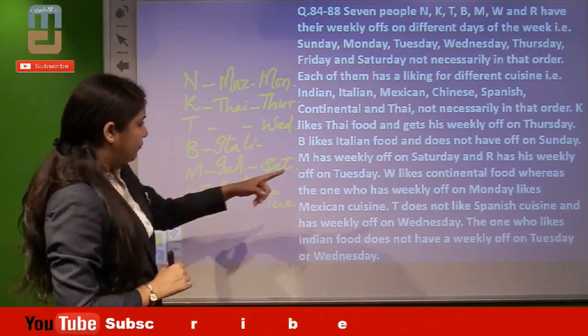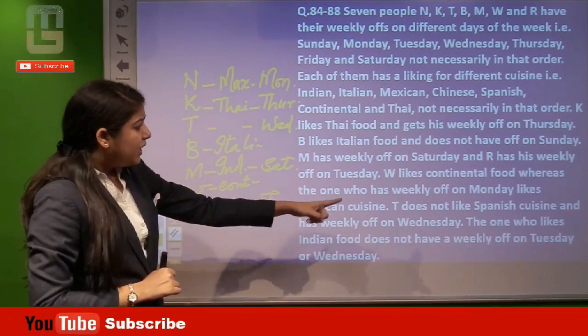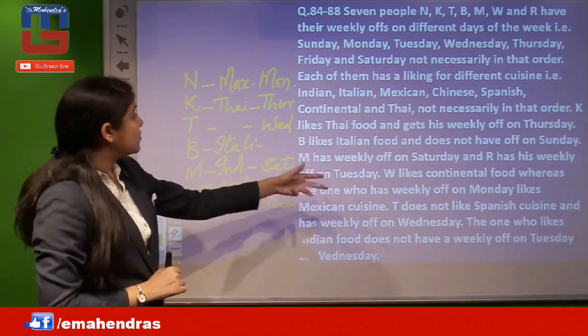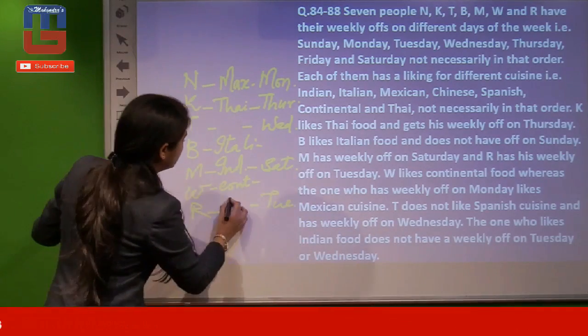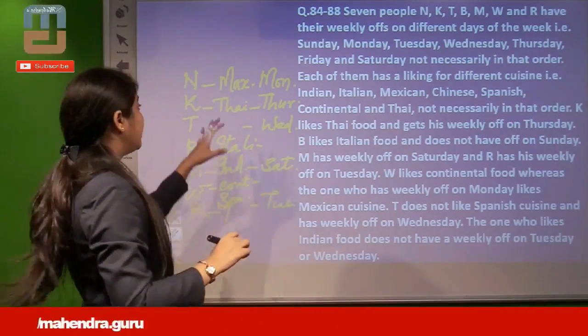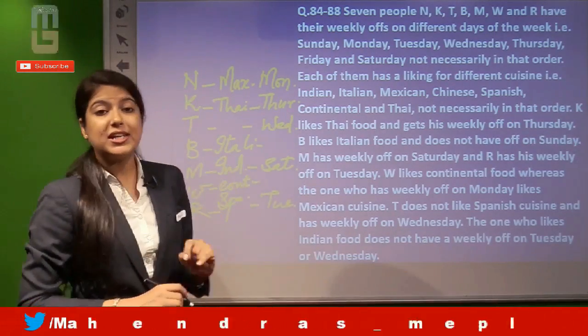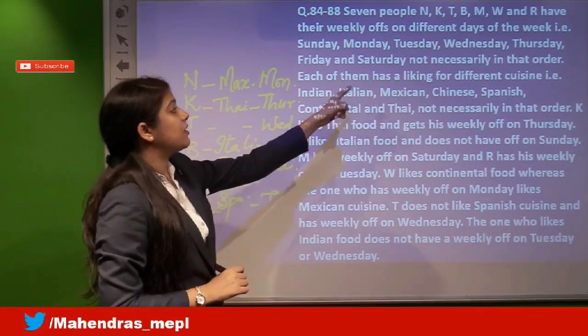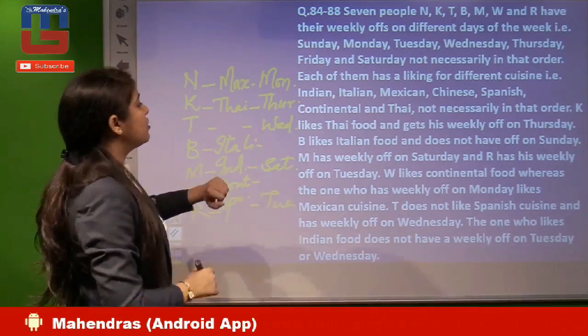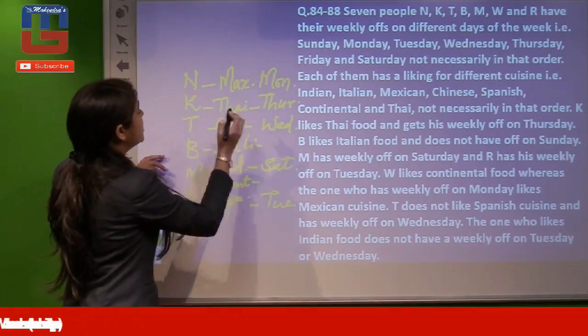Now let's look at a condition we have left somewhere, T does not like Spanish cuisine. Now if T does not like Spanish cuisine, definitely Spanish cuisine would be for R. And if R likes Spanish cuisine, the leftover cuisine was Chinese, because Indian, Italian, Mexican, Spanish, continental and Thai all have been arranged. So now Chinese is left, so T gets Chinese, right?